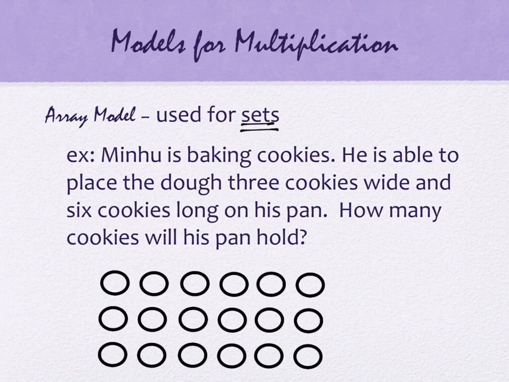And you'll notice, this is what's called an array. You'll notice there's the 3 here. And here's the 6 up here. And if you were to count them, or in this essence multiply 6 times 3, how many cookies would they get?